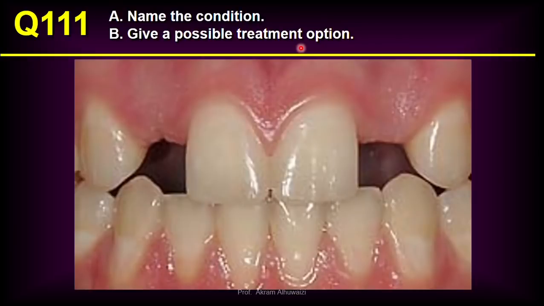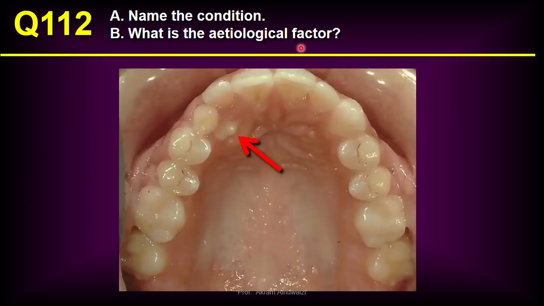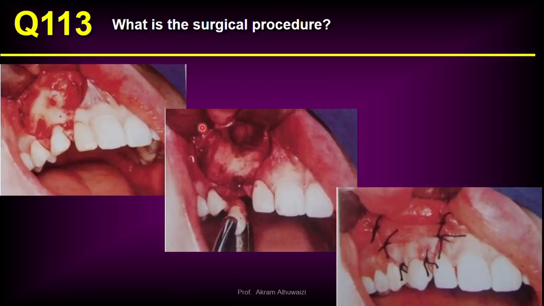Name the condition, and it's also congenitally missing lateral incisors, but this time with an open space, and the treatment is also conservative. Name the condition, and it's a canine erupting lingually, and what's the etiological factor? It would be because of the retained deciduous tooth. Now what's the surgical procedure? And this is transposition of the teeth in which you extract the C, and then the canine is also surgically removed and inserted and sutured and left in place until it heals.